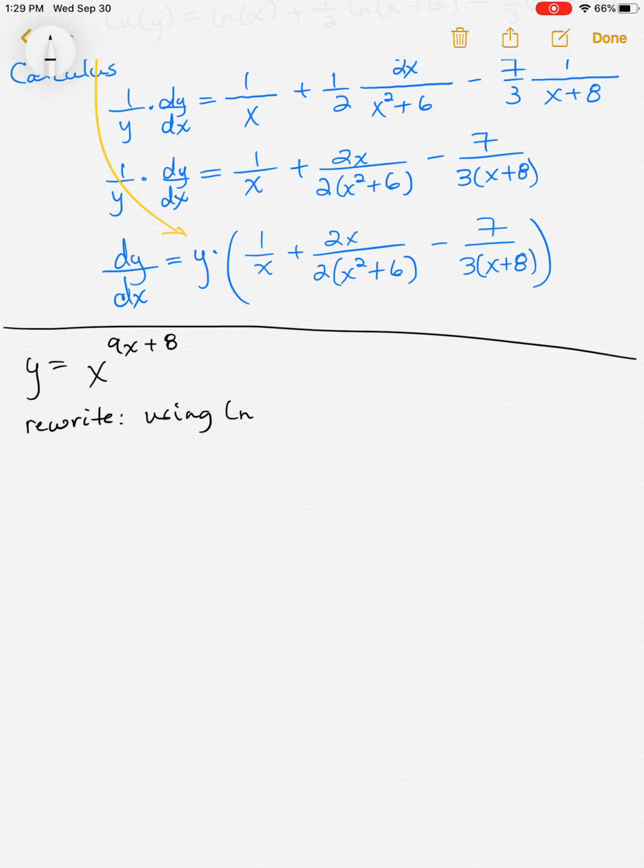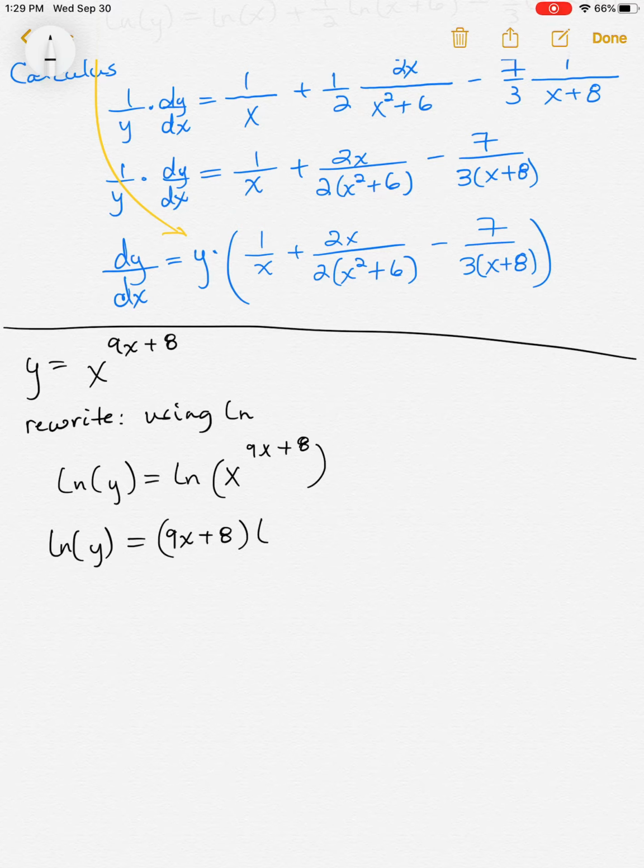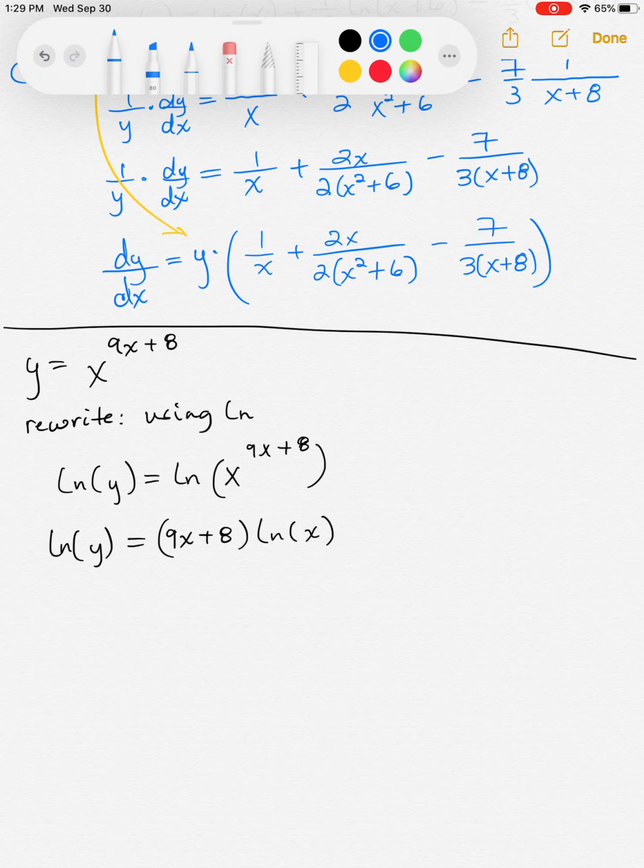All right, so we have natural log of y equals natural log of x to the 9x plus 8. Apply log properties, bring that power down as a factor. Natural log of y equals 9x plus 8 times natural log of x. All right, so finally, start taking the calculus role.